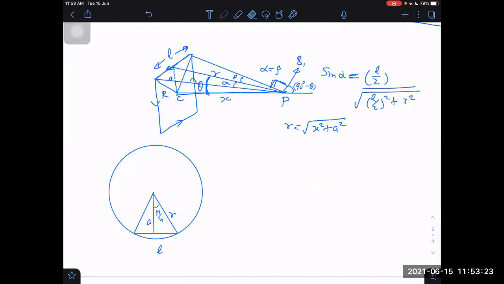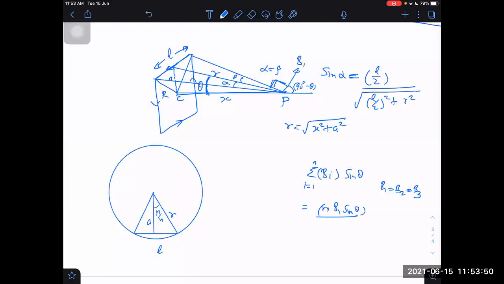Net field will be sigma Bi into sine theta, where i varies from 1 to n. Or I can say simply n into B1 sine theta, because all will be equal in magnitude. B1 equals B2 equals B3 in magnitude, and each side is symmetrically located with respect to this point. They make the same angles, so all have the same contribution towards the x-axis. So I can say simply n into B1 sine theta, where B1 is the field due to one side.